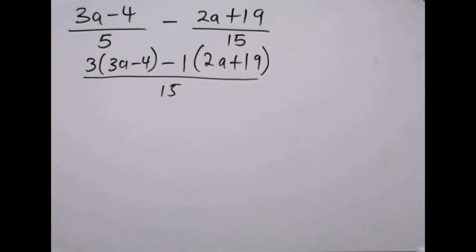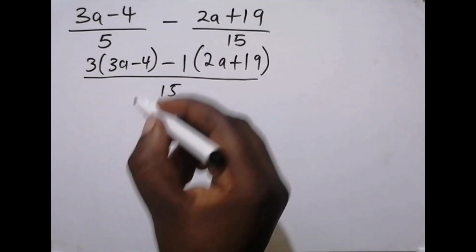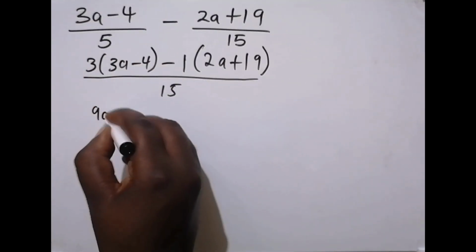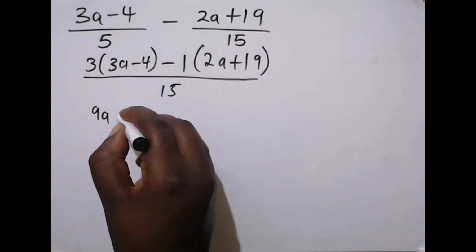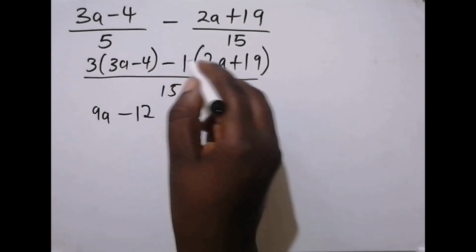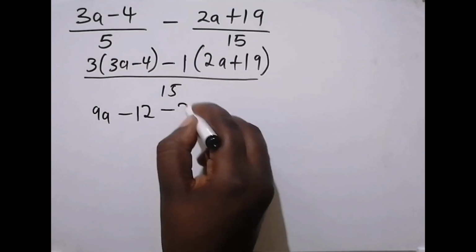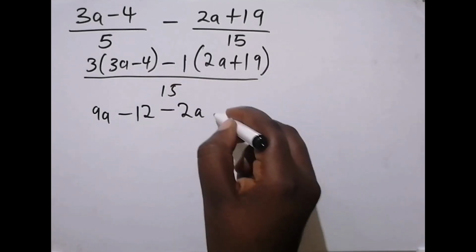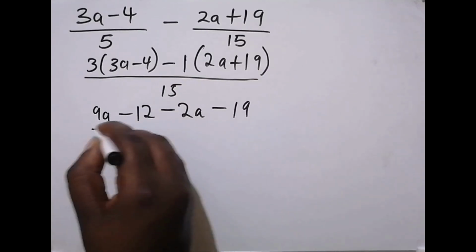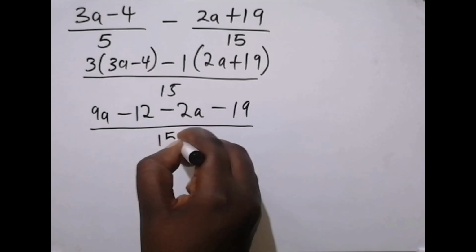Now we need to remove the brackets. 3 times 3a we get 9a. 3 times minus 4 we get minus 12. Minus 1 times 2a, we get minus 2a. Then minus 19, all over 15.